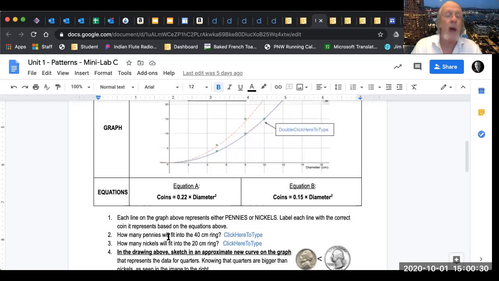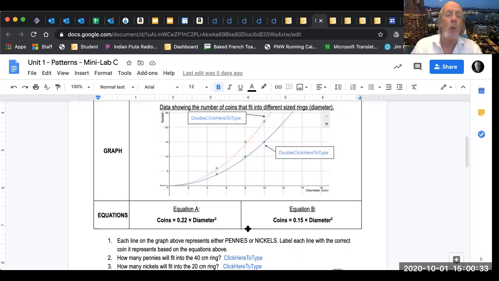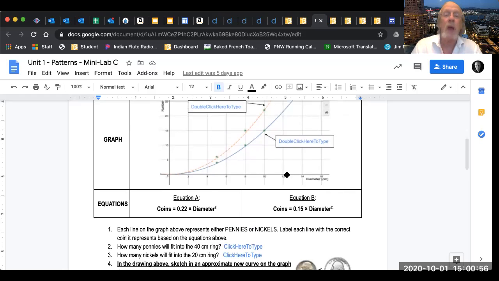All right, so our questions are, how many pennies will fit in the 40-centimeter ring? Well, we know our equation. And so even though we don't have 40 centimeters down here, we can figure it out by putting in 40 squared, which is 1,600, times 0.22, and it gets us to around 350 or so pennies that we think would fit into that circle. If we do the same thing with nickels, let's see, we're going to use this equation, 20 centimeters. So we just put 20 centimeters in here. We square 20. 20 times 20 is 400. 400 times 0.15 is 60. Okay, so we know we have a lot more coins in the penny circle than the nickel circle.